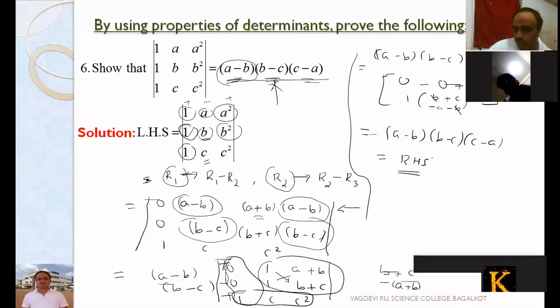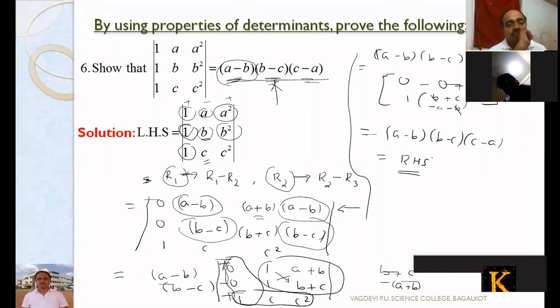Okay, not understood. Which step? I'll explain once again. So I've taken the left hand side. R1 changes to R1 minus R2. Is it clear? Why do we have to do R1 minus R2, you may ask. Because I want A minus B in the answer. My answer to your question is the RHS. I focus on the RHS. In the RHS, there are three factors: A minus B, B minus C, and C minus A. How to get A minus B? I should get A minus B.